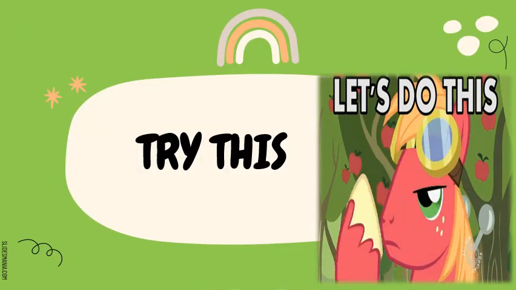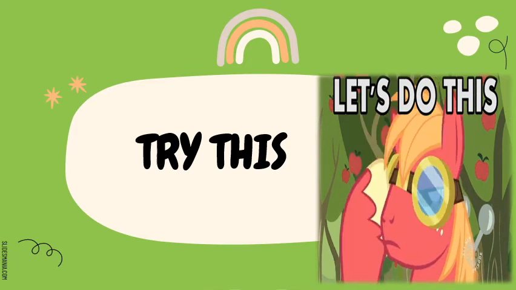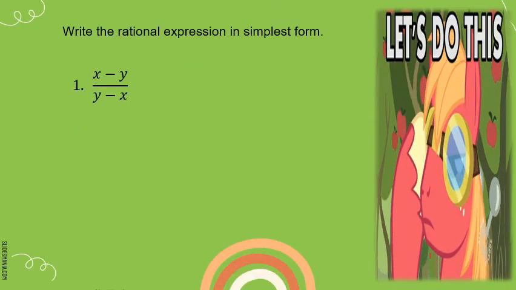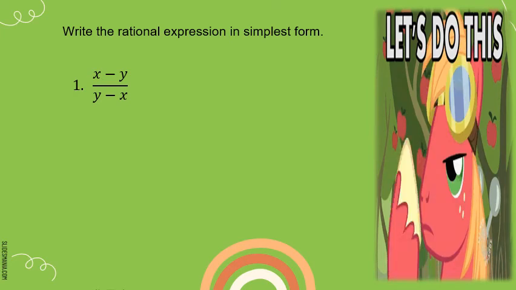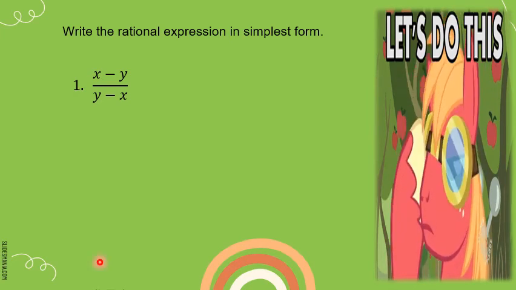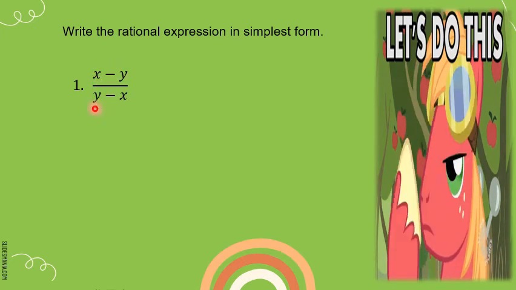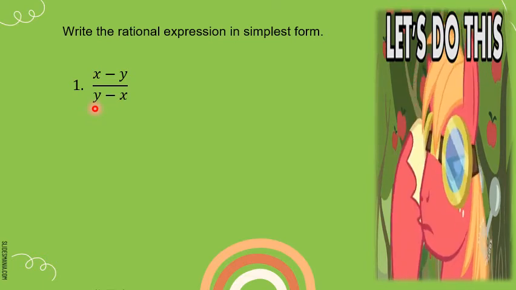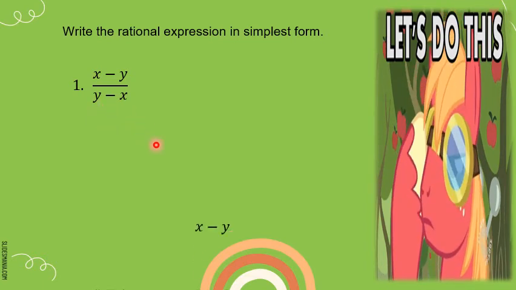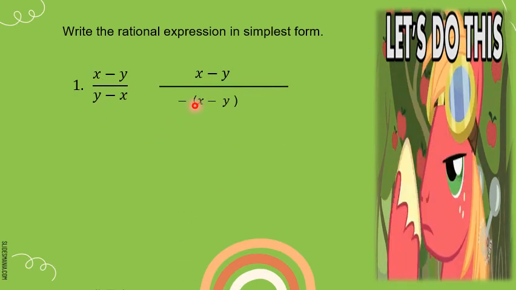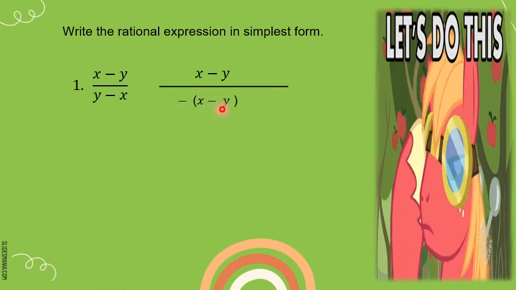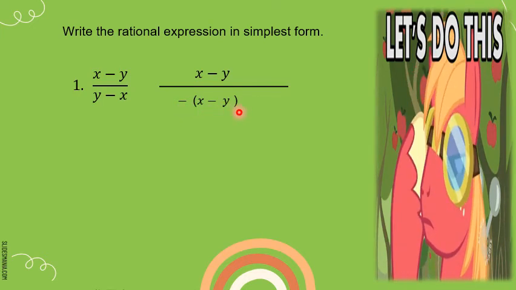Let's try this, let's have some practice. First one is x minus y over y minus x. So what is your observation first? Here x comes first, there y comes first. We have to make sure that it's alphabetical, so let's fix it first. This one becomes negative quantity x minus y. Why does it happen? We just arrange it alphabetically.